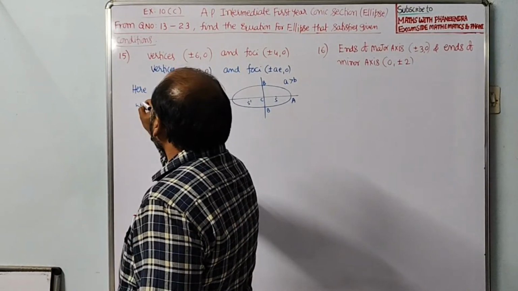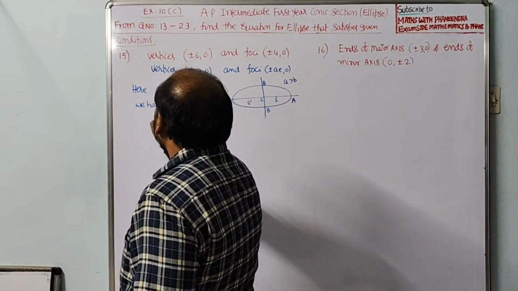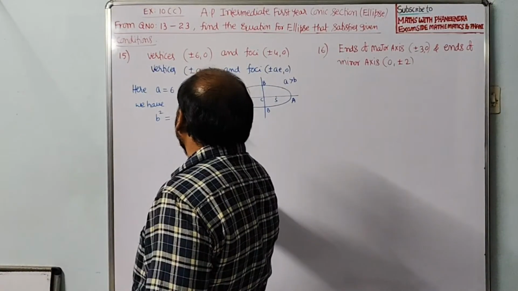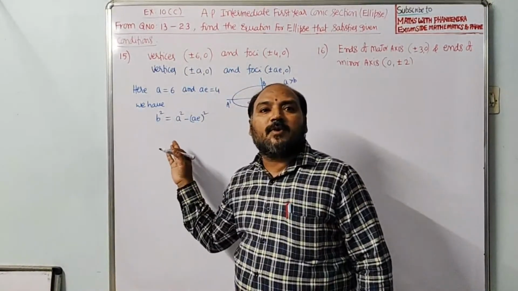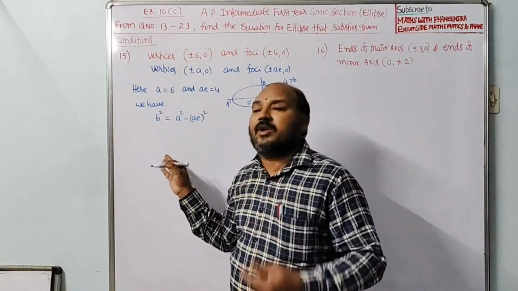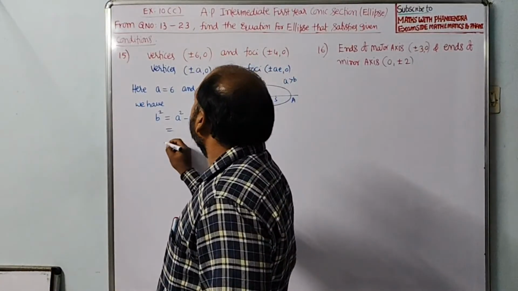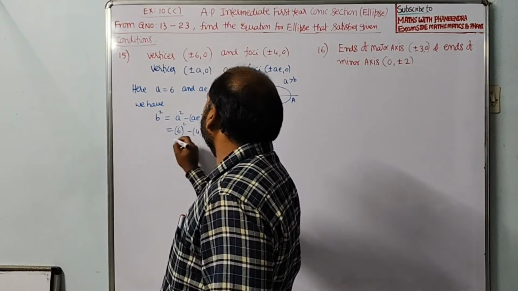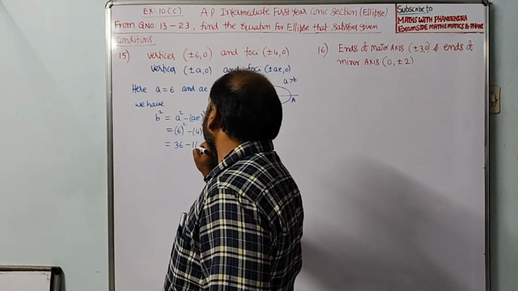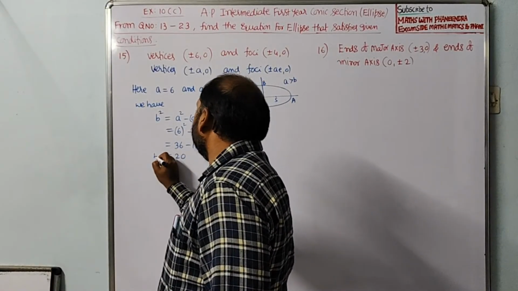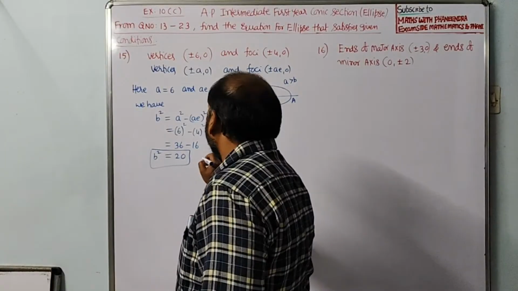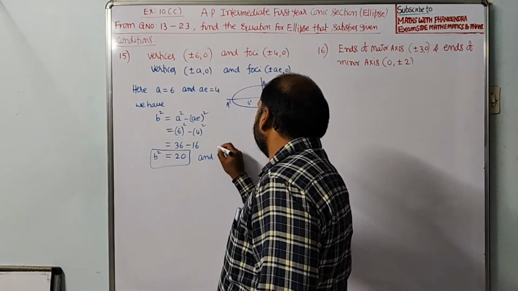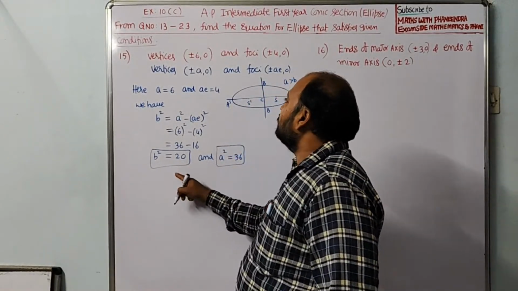We have the formula b square equal to a square minus ae whole square, or a square into 1 minus e square. That also we will write. So a square means 6 square minus 4 square. So 36 minus 16, which is equal to 20. So b square value we got. And a square equal to 6 square, 36. So a square and b square value substitute.